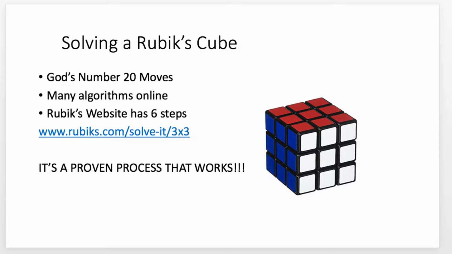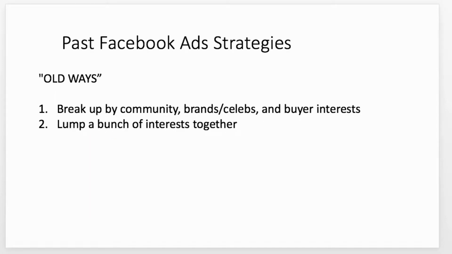We're going to have a process, and it's what I call the Rubik's Cube process. As things have gotten more competitive on Facebook and the algorithm continues to change, the ways we go after our audiences, put out our ads and set up our campaigns all change as well. The old ways of going after your targeting were one of 2 ways. One, you were breaking it up by something like communities, brands, celebrities, and buyer interest. Those were really the top 3 categories that people talked about breaking them up by.